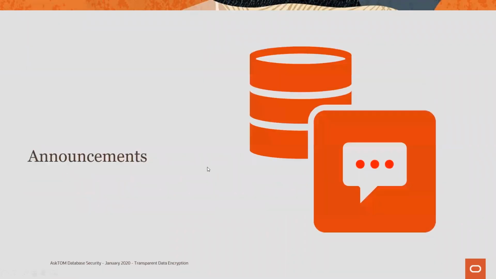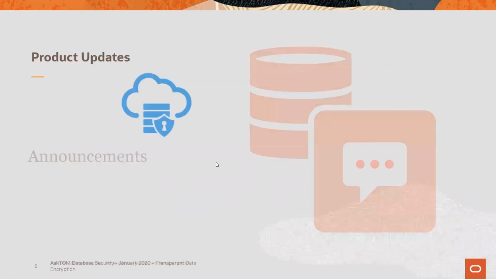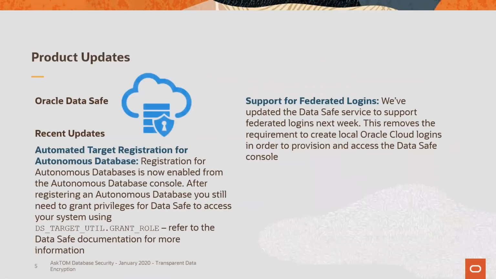All right, let's kick it off with some announcements. Every month we mention Oracle Data Safe, but that's because it's a new and fantastic product that's maturing quickly. Unlike on-premises products, Data Safe updates happen every 2 weeks or so, and we don't publish the versioning schema there. So we're just going to talk about a couple of recent changes that we have.